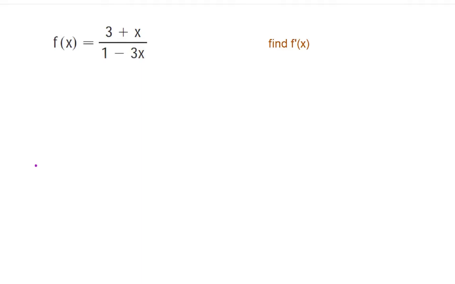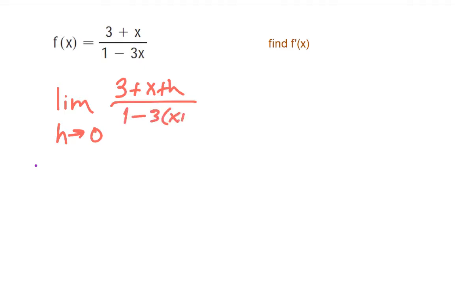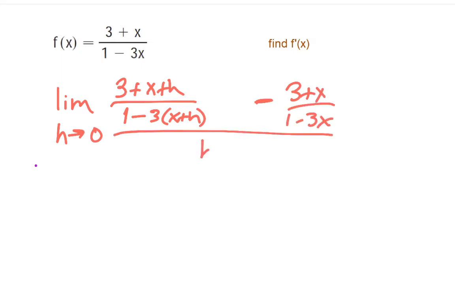Again, we're going to do the same way. It's the limit as h goes to 0 of the difference quotient. So this is going to be (3 plus x plus h) over (1 minus 3 times x plus h). And then I'm going to leave a little space because I know what's coming. Minus (3 plus x) over (1 minus 3x), all over h.